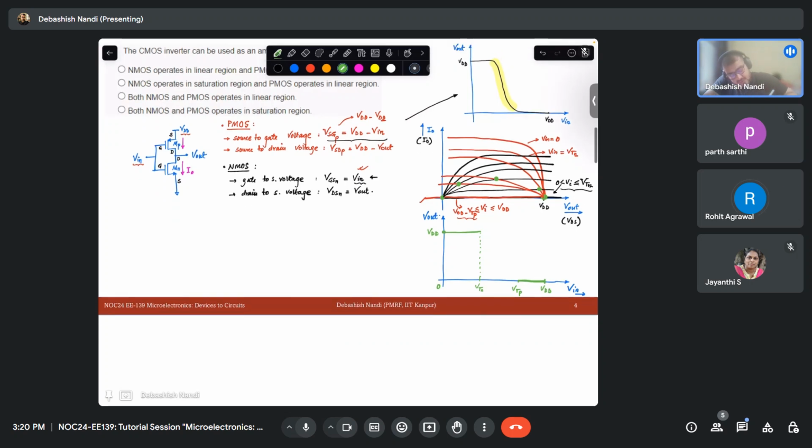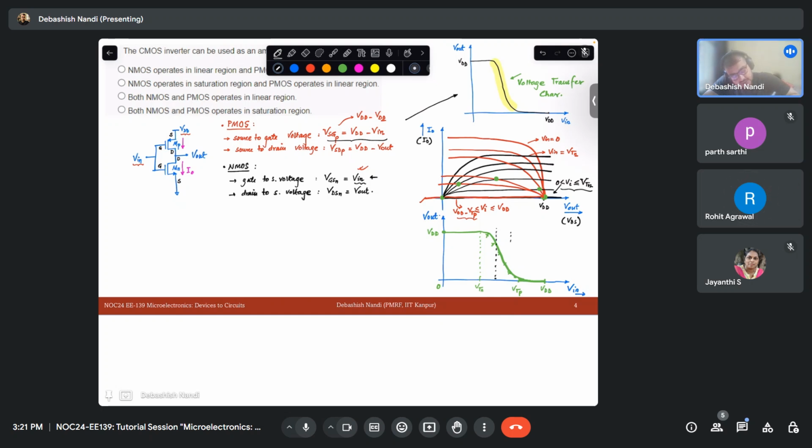So if you see now, as you start increasing, this point will start to drop and it will fall something like this. So it will follow some characteristics like this. So this is how you got the voltage transfer characteristics of your inverter.